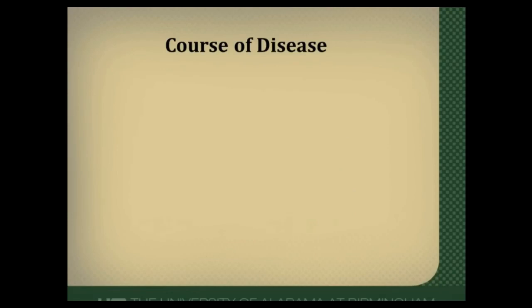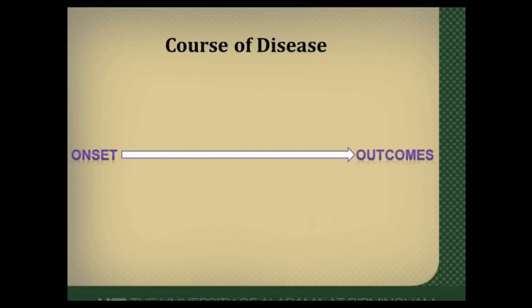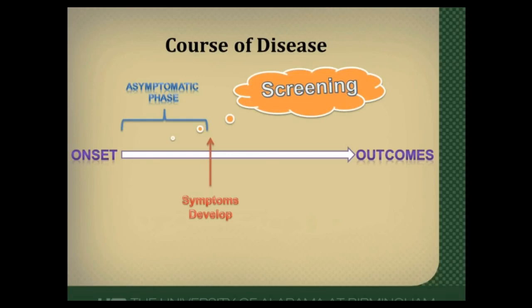So let's look at the course of a typical disease. There's the biologic onset of disease, and it runs its course and then develops some outcomes. Now, somewhere during this course, symptoms will develop and a diagnosis will be made of the disease. But prior to this, there's an asymptomatic phase where the patient has no idea they have the disease, but it has developed. And this is where screening occurs.